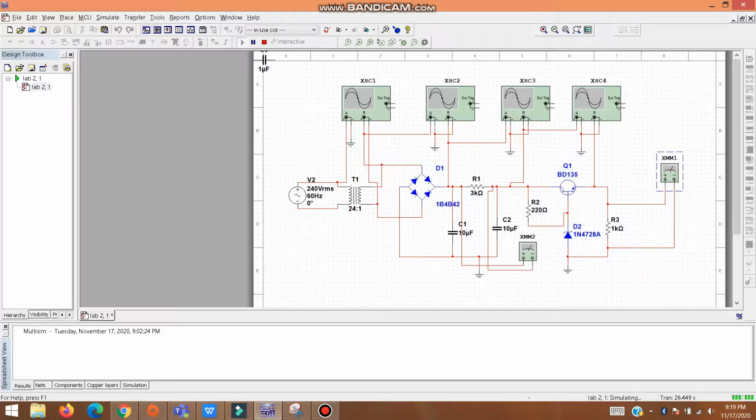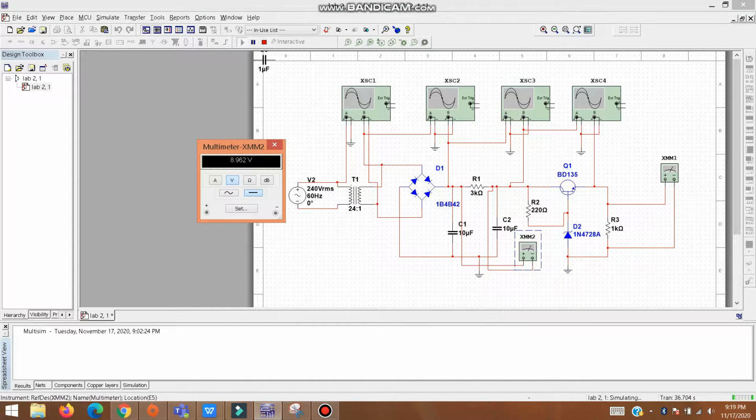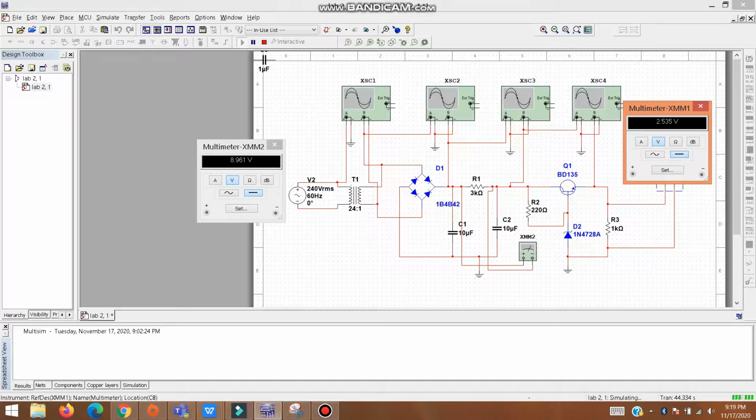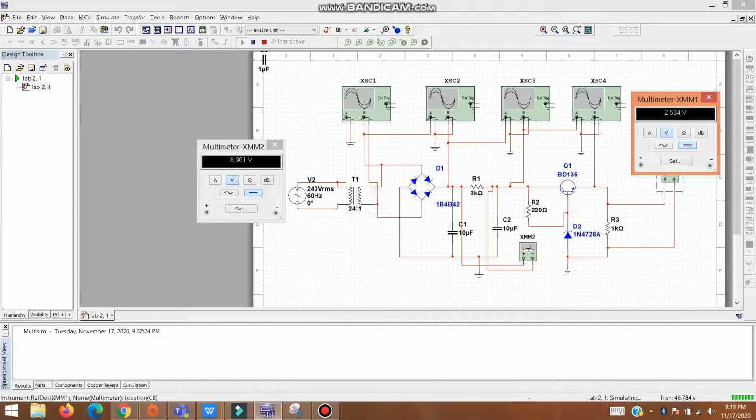From the lab sheet, we need to choose from many options for the voltage input. So we choose a voltage input of 10. In this circuit, we got a voltage input equal to 8.9, which is 9. We can call it 9, almost 10. But for the output, we decide to take 2.5.